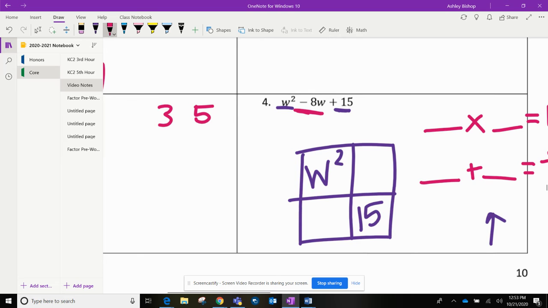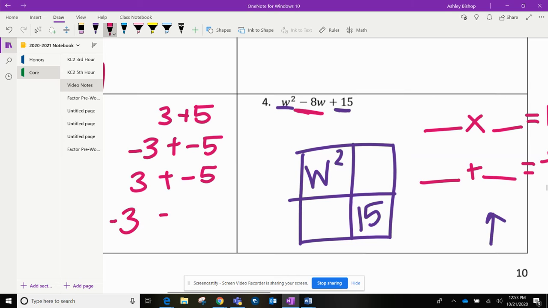So I have 4 options. I would have positive 3 plus positive 5, so both numbers could be positive. I could have both numbers be negative, so negative 3 plus negative 5. I could have one of the numbers be positive and one of them be negative. So in this case, my 3 is positive and my 5 is negative. And my last option is I could have that reversed. I could have 3 be negative and my 5 be positive.